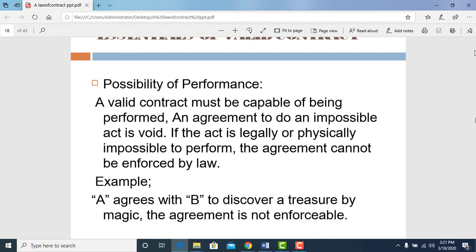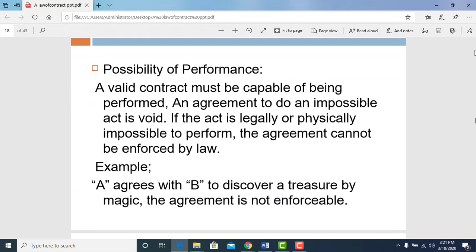Possibility of performance. A valid contract must be capable of being performed. An agreement to do an impossible act is void. It's very important. Anything that's impossible, beyond your capacity and capability, will make the contract void. If the act is legally or physically impossible to perform, the agreement cannot be enforceable by law.